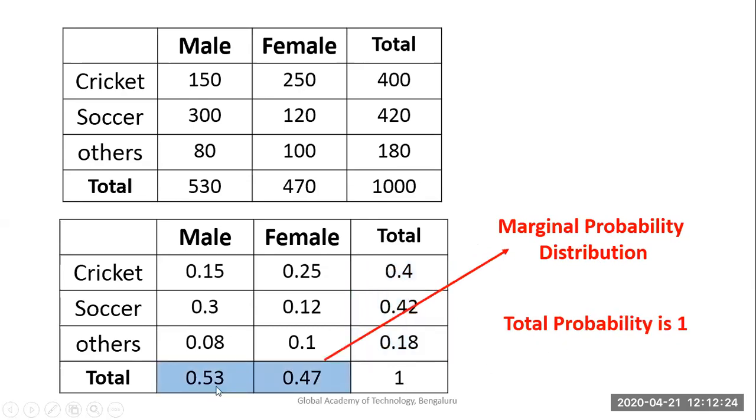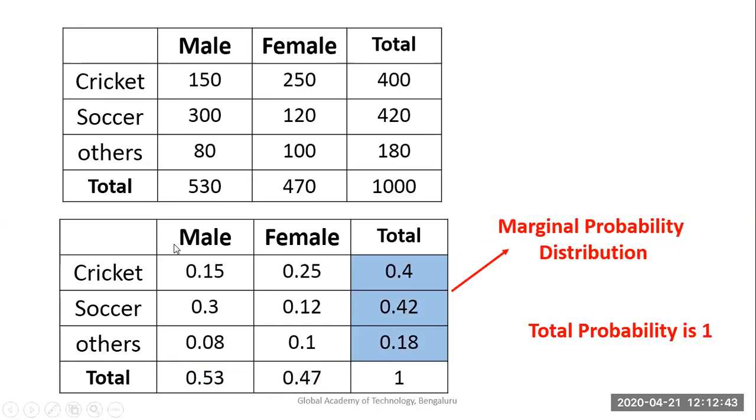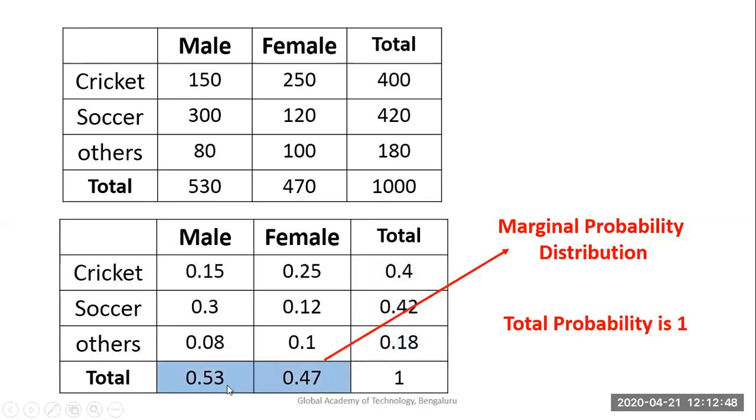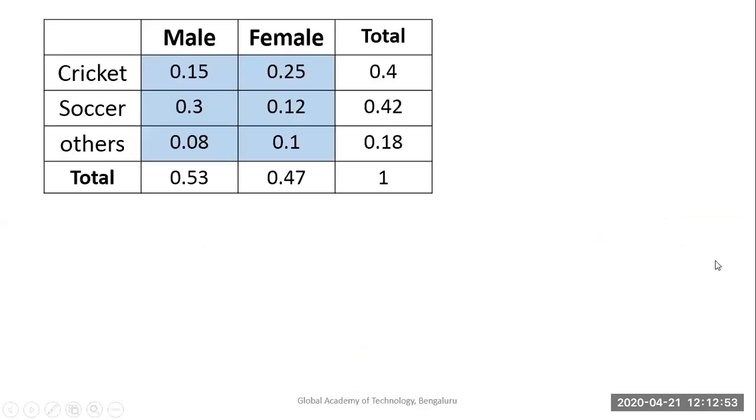In a similar way, 0.53 and 0.47 represent 53% of the males and 47% of the females who took part in the survey. So this is also a marginal probability distribution, with respect to gender. So this is the marginal probability distribution with respect to the sport, and this is the marginal probability distribution with respect to the gender. So this is the joint probability distribution, and the sum is 1. The total sum is 1.